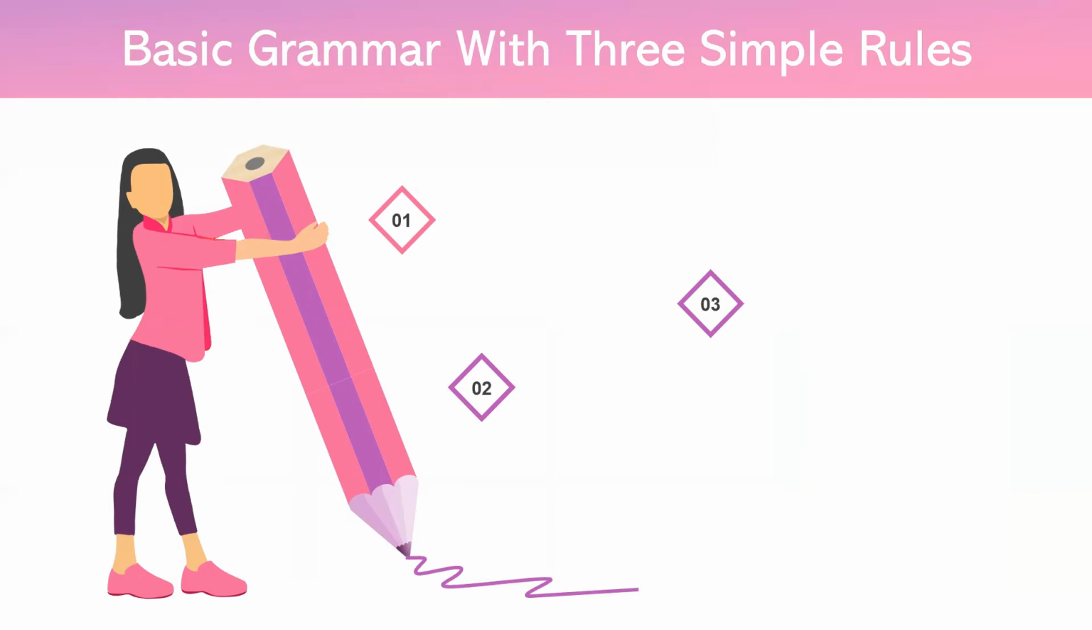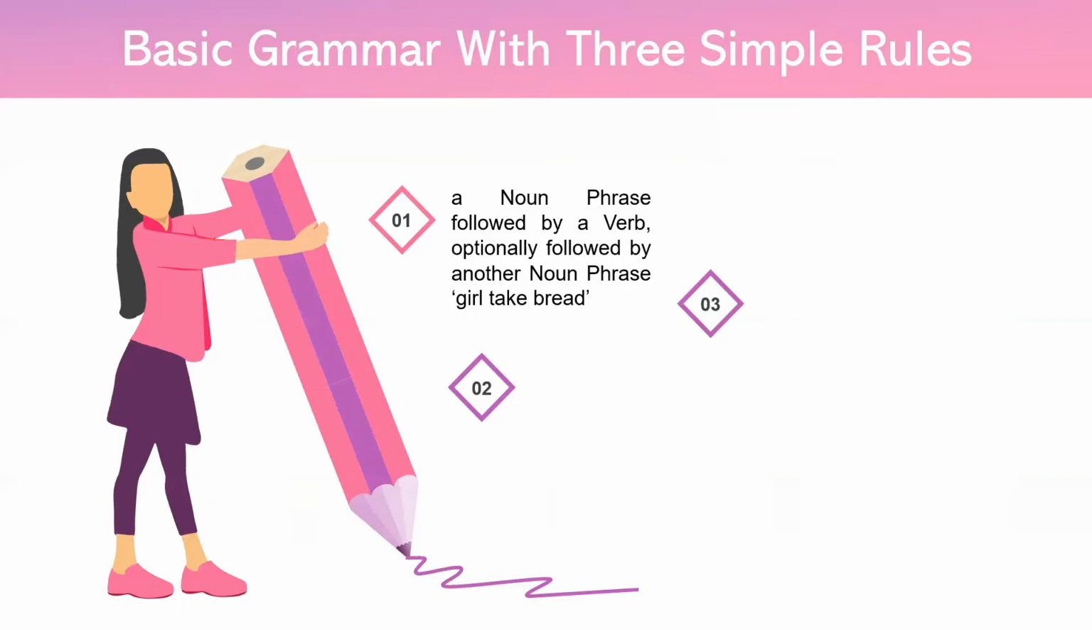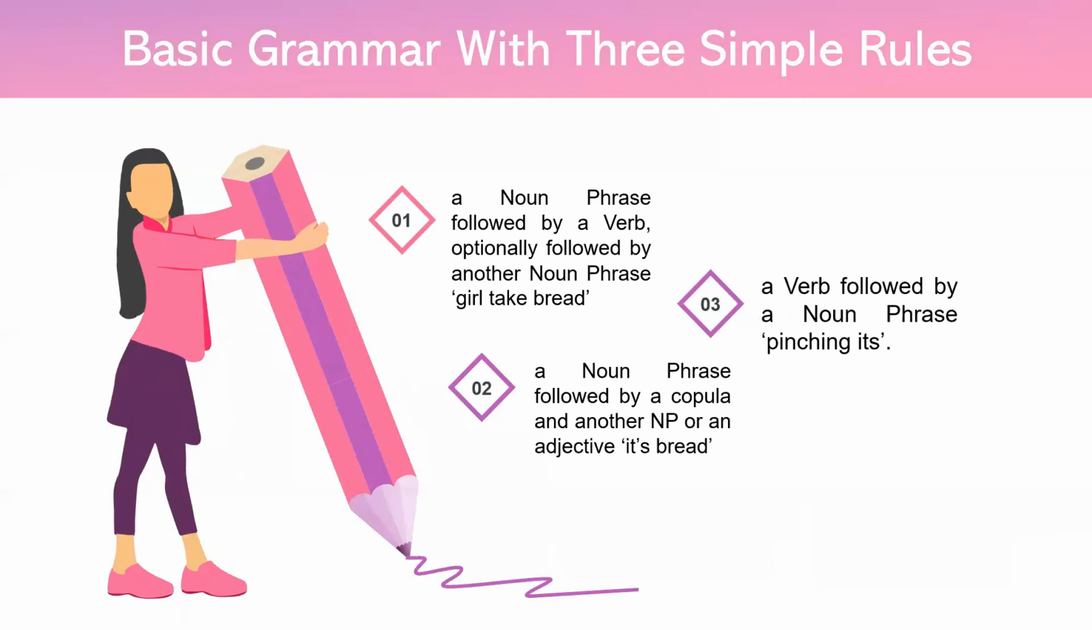In a project which investigated the acquisition of 5 second languages by adult migrant workers in Europe, researchers found a basic grammar that all L2 learners shared, which had 3 simple rules. A sentence may consist of a noun phrase followed by a verb, optionally followed by another noun phrase: girl take bread. A noun phrase followed by a copula and another NP or an adjective: it's bread. Third, a verb followed by a noun phrase.